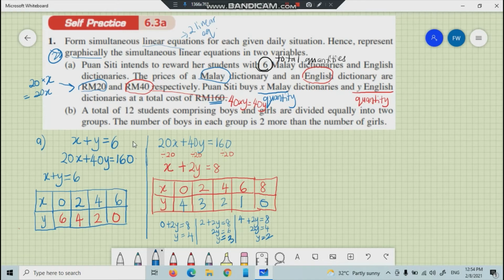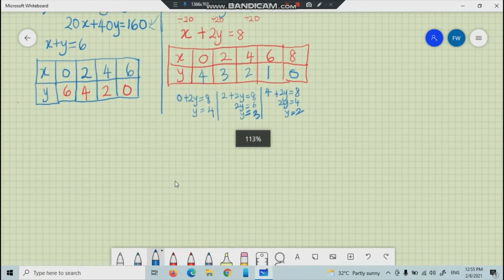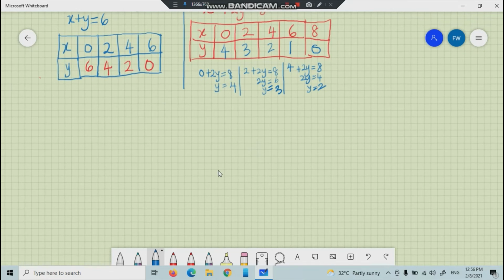Okay, that is our second step in solving question A, where our first step is forming simultaneous linear equations, that is x plus y equals 6 and 20x plus 40y equals 160. Now we are going to create the linear graph. Now we're going to draw our graph.